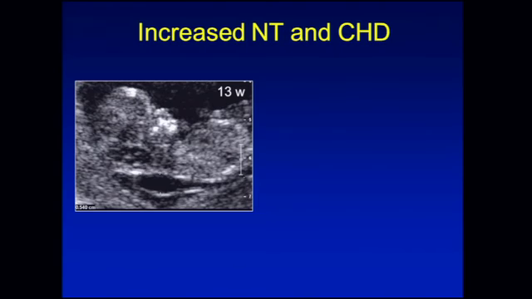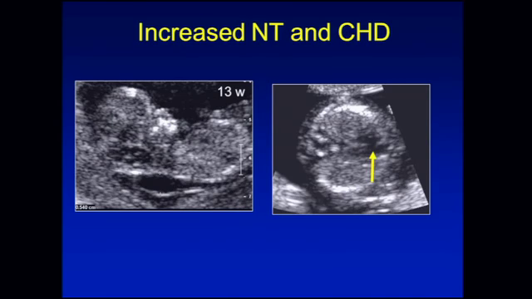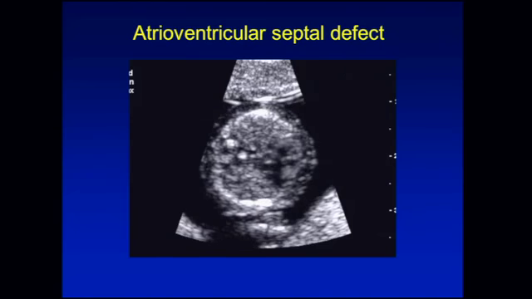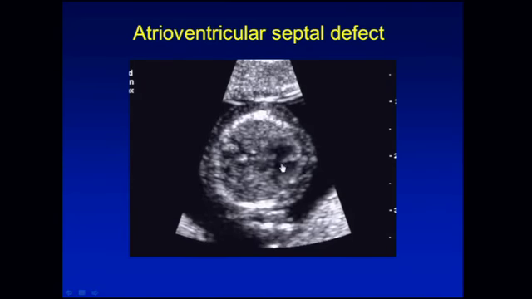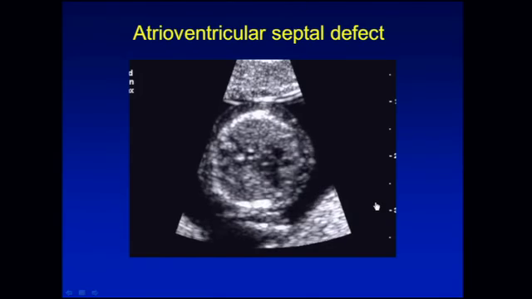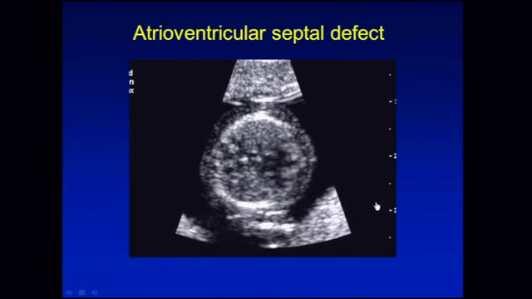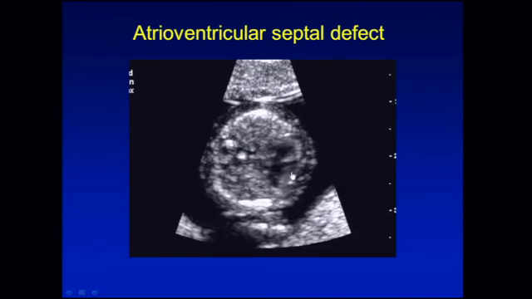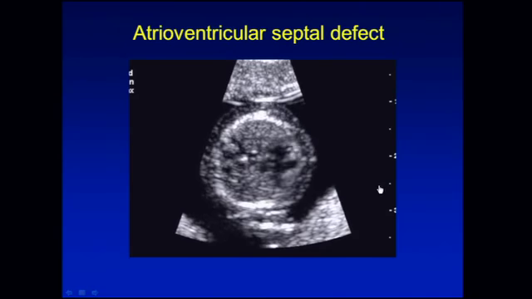This fetus has an increased NT of over 5 millimeter. In this four-chamber view, we can see that the heart is abnormal with a large atrioventricular septal defect. Now, this video clip shows you the large atrioventricular septal defect, and there is only a single AV valve, and we can see that the valve is opening and closing on the clip.